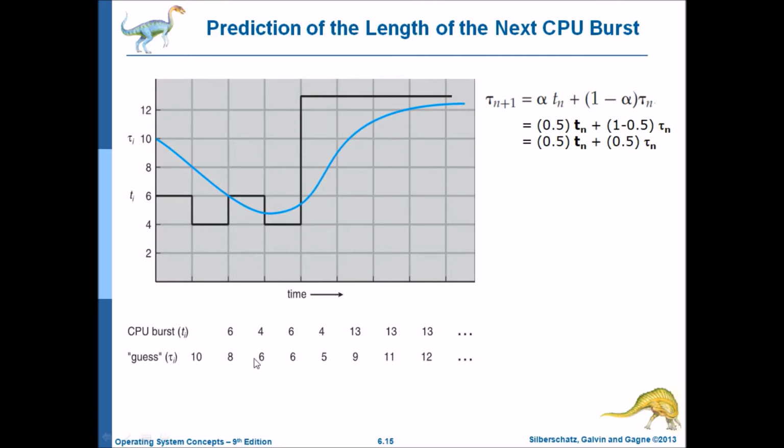Then the next would be half of 8 plus half of 4, I mean, half of 8 would be 4, half of 4 would be 2, so 4 plus 2 would yield 6, and so forth. That's how to yield the guess.